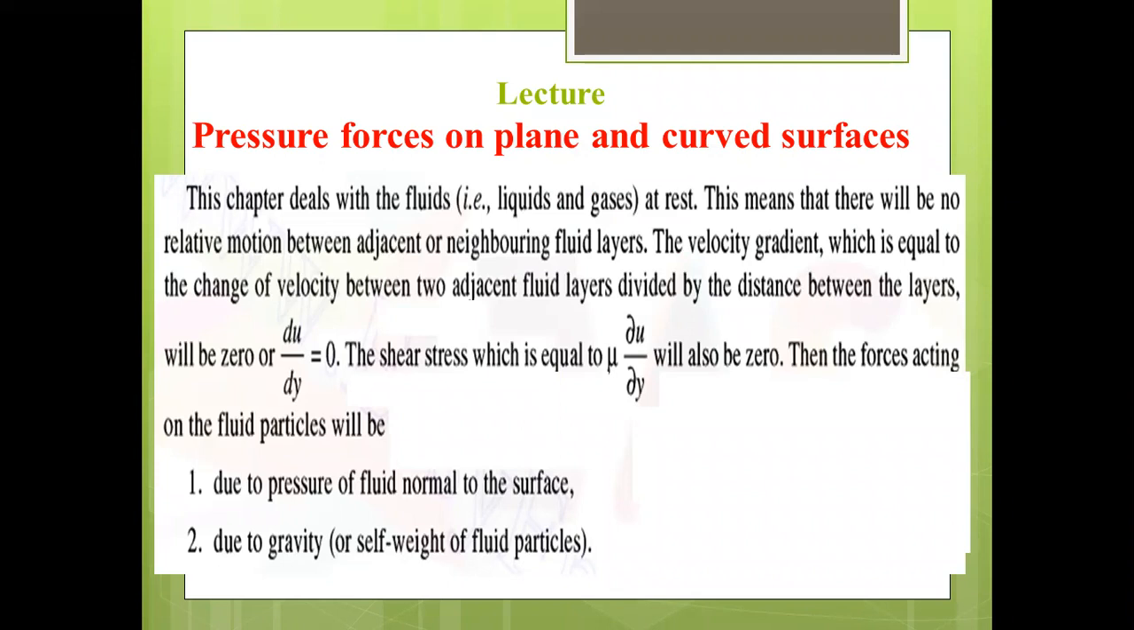Then the forces acting on the fluid particles will be a total of two forces. The first force is due to the pressure of the fluid normal to the surface, and the second force is due to gravity, which is also the self weight of the fluid particles.